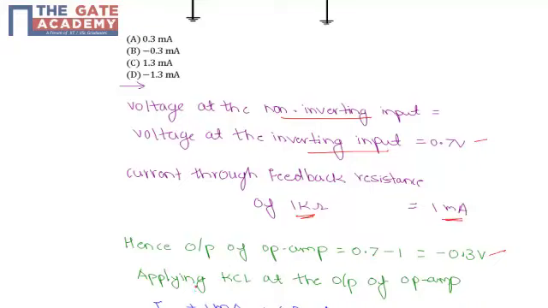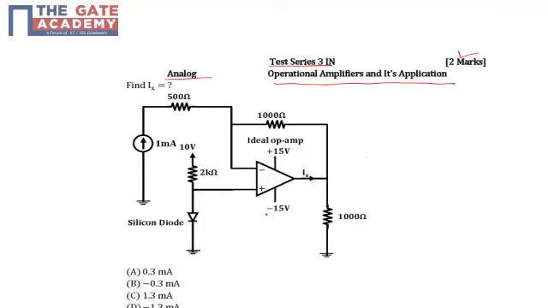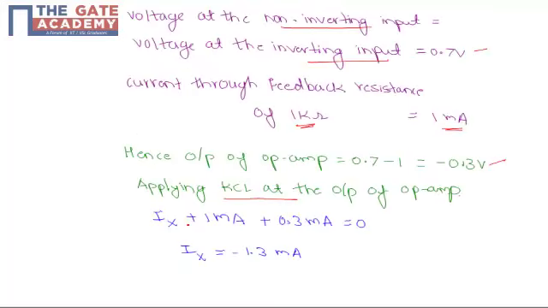Then applying KCL at the output of the op amp, here the output of the op amp, that is KCL, is nothing but Kirchhoff current law. So Ix plus 1 milliamps plus 0.3 milliamps will be equal to 0. Simplifying this, the Ix value we get is minus 1.3 milliamps.